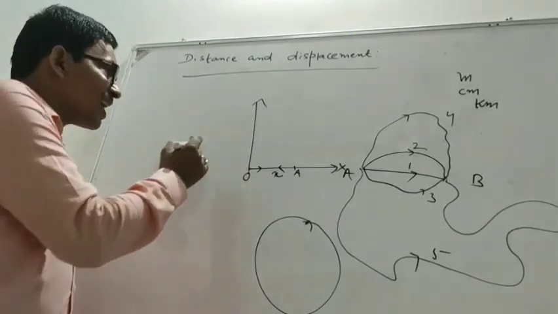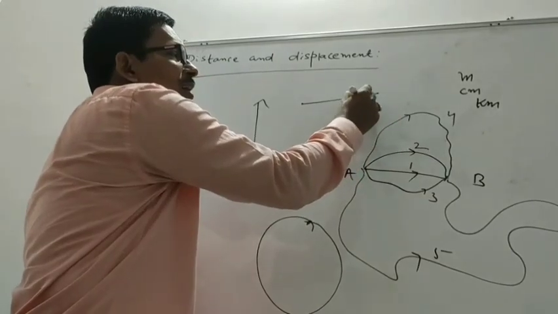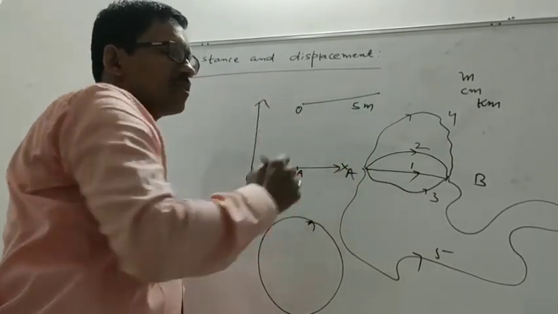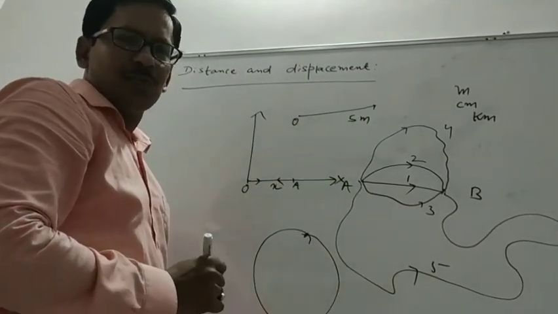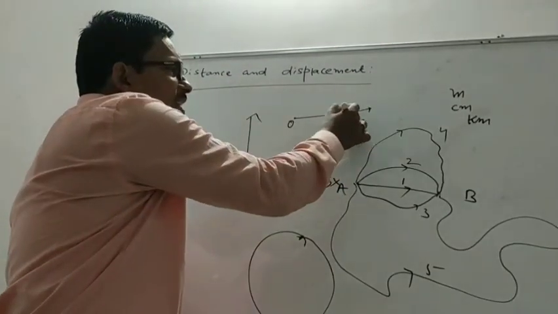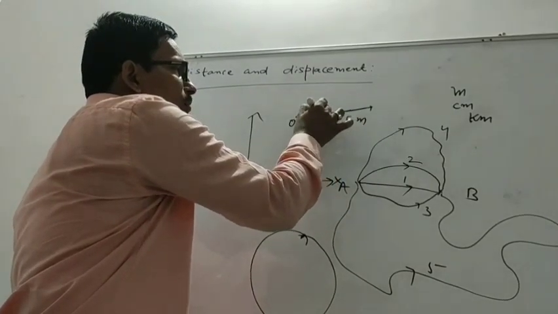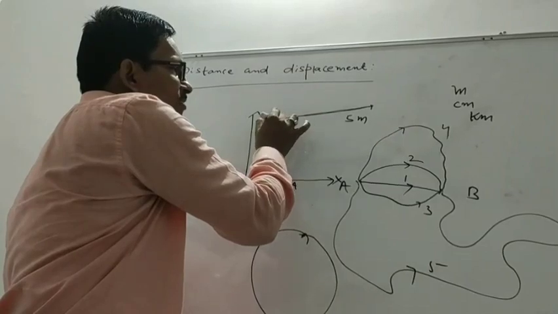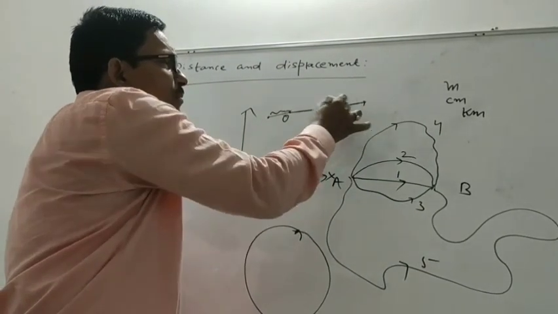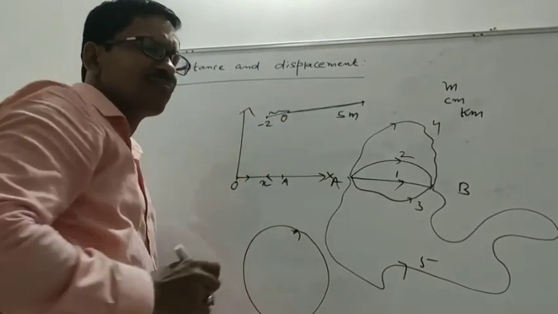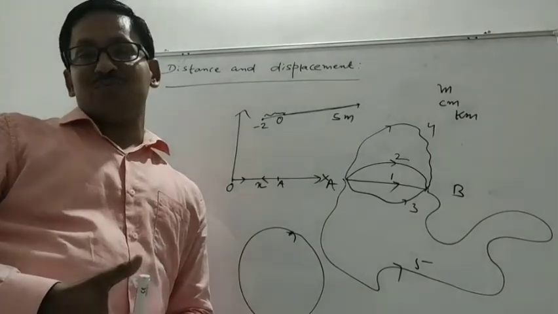Suppose a body starts from here. This is the origin. It travels 5 meters towards right, towards east, suppose. Again, it returns back 7 meters. It will come up to 5, then 7. This is 7. What is the displacement? 5 and 2, this is minus 2. So here displacement is minus 2.